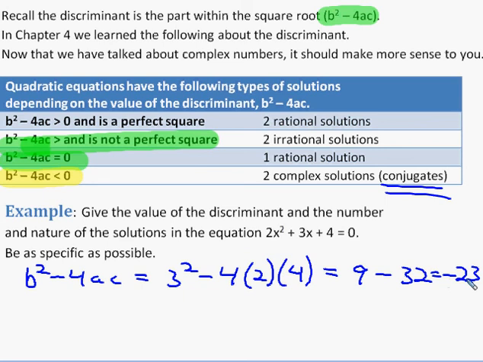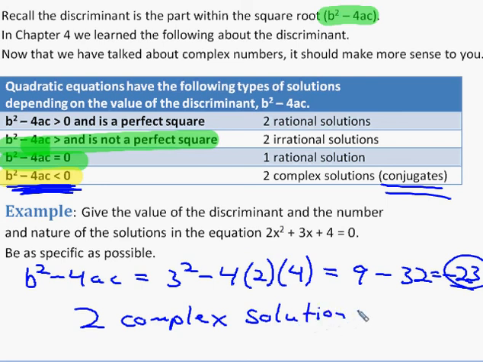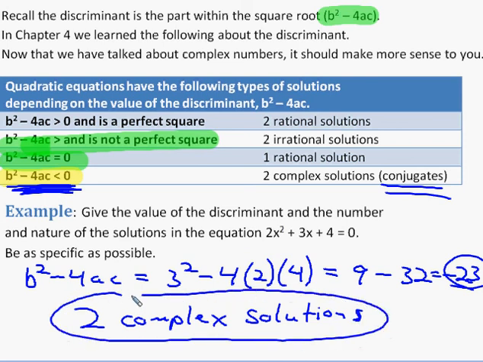Well, negative 23 is less than 0, so we found the discriminant. Give the value of the discriminant. That's one part of our solution, negative 23. And the number and nature of the roots. Well, it's negative. It's less than 0. It fits this part right here. So we have 2, so that's our number, complex solutions. And they would end up being conjugates of each other. You don't have to write that as part of your answer, but so there's the second part of our answer. We found the discriminant, negative 23, and since it's less than 0, we know there are two complex solutions. And that's solving. Again, that's a review of what we've learned before.